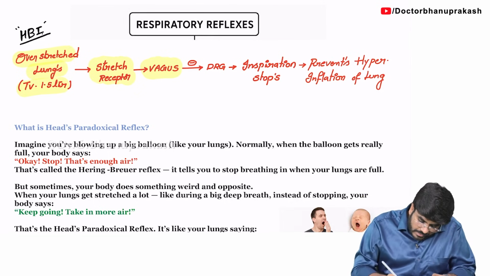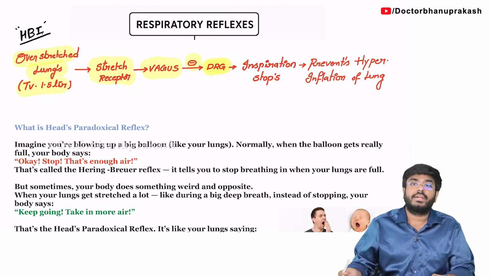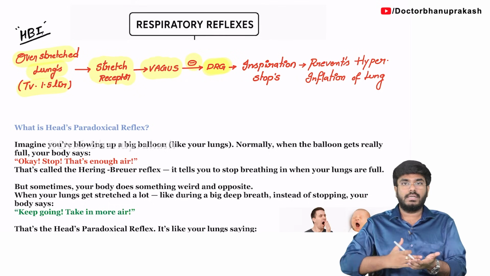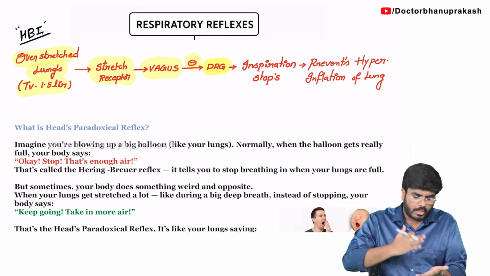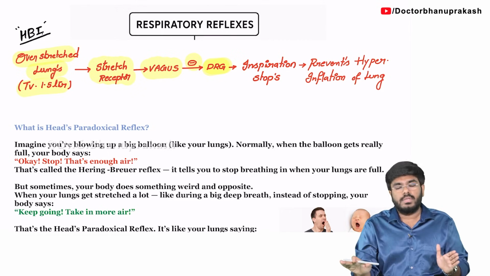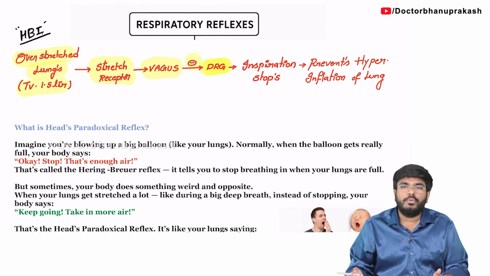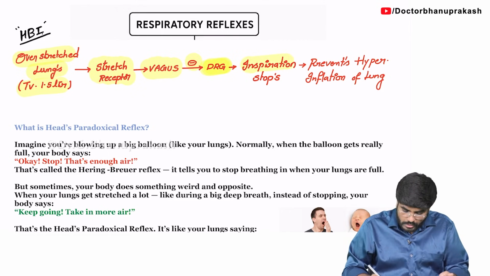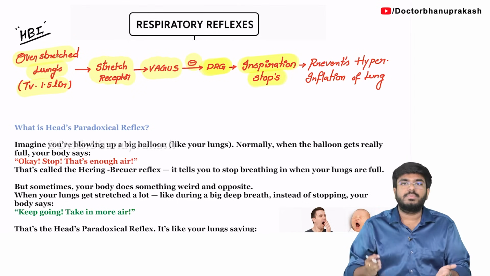Now this vagus immediately inhibits the apneustic center, it inhibits the dorsal respiratory group. So now the dorsal respiratory group is stopped. Tell me, whenever the dorsal respiratory group is stopped, do you think further rise in tidal volume can happen? No. So inspiration immediately ceases, inspiration stops.